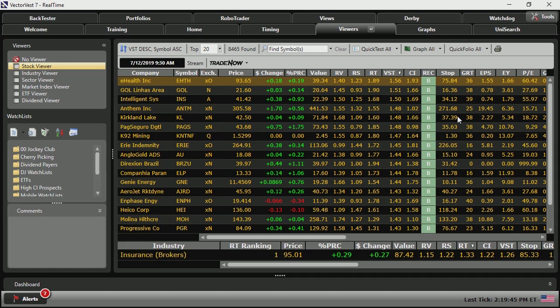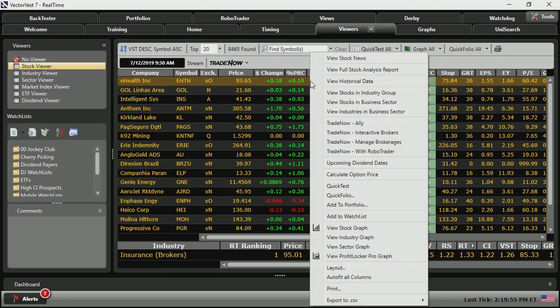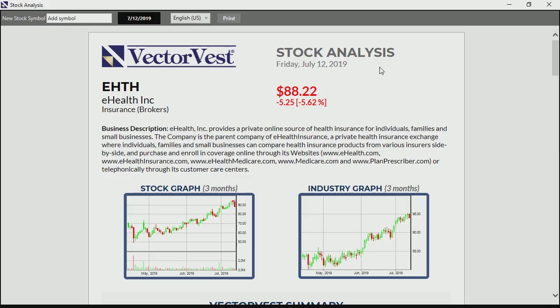Now, if you're new to VectorVest and not familiar with all these indicators, we have a saying here, and that's when in doubt, right click. So if we right click on the very top stock, EHTH, the second option we'll always see is View Full Stock Analysis Report. If I click on that to pull it up, here's where you'll find a detailed description of that stock we just chose.